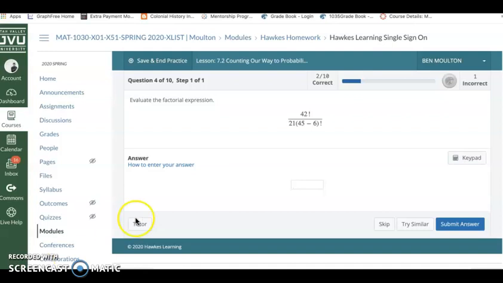Now this problem here, we got 42 factorial divided by 21 times the quantity of 45 minus 6 factorial. I'll leave this for you to figure out. What I would do is go ahead and subtract this to make it 39 factorial, and then change this 42 factorial so you have 42 times 41 times 40 times 39 factorial. The 39 factorials divide out, and then just take your leftover numbers and number crunch from there, and you'll have it.